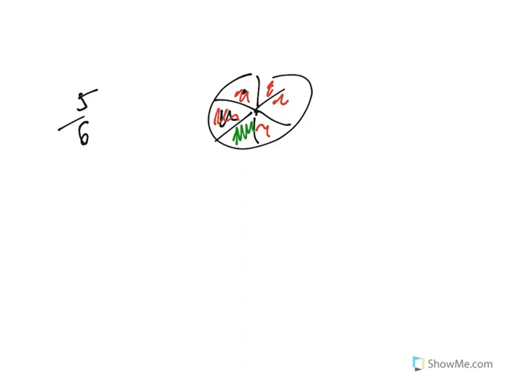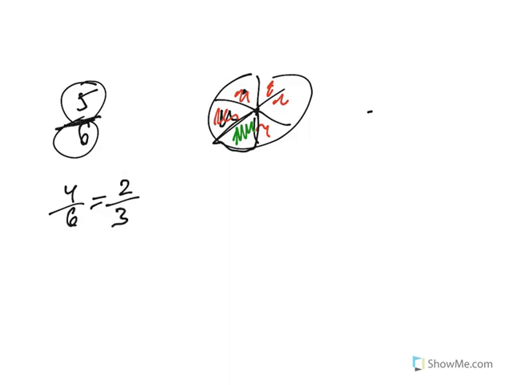See, I can fuse pieces together, but the problem is there's only one green slice, so I can't fuse it together with another green slice. So this can't be reduced, and we can see that because 5 and 6 have what's called no common factors, whereas 4/6, we can divide both by 2.